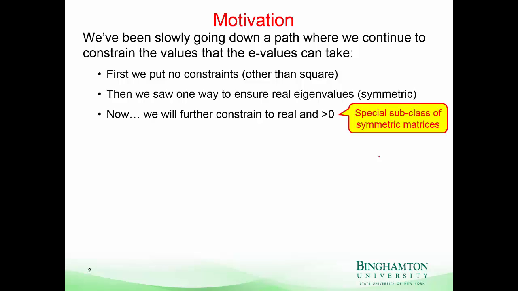And now we're going to take that a little bit farther. We're going to say, well, we got real eigenvalues, but they could be positive, they could be zero, they could be negative. So even if we limit ourselves to the symmetric matrices, these eigenvalues could be anywhere on the real line. And so now we're going to look at a subclass of symmetric matrices. So we're going to further constrain. We're going to stick with symmetric and say, but we want those symmetric matrices whose eigenvalues, which are real, are greater than 0.